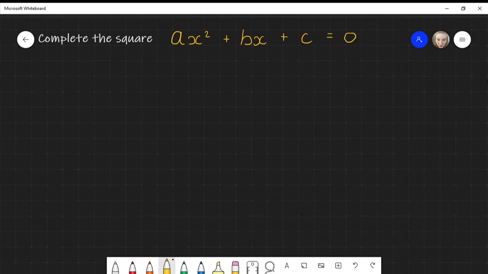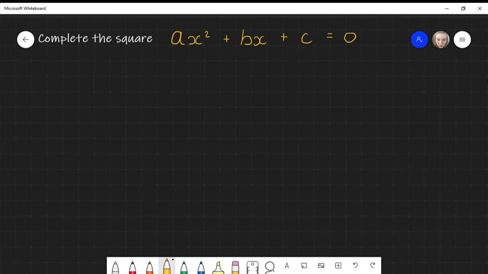Just use the method, but if you are asked to use the formula, I'm going to show you where the formula comes from. The reason why I did the examples first is because once you're familiar with the method, you will see with ease where this formula comes from.